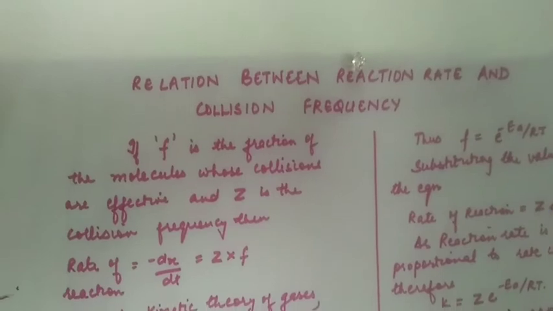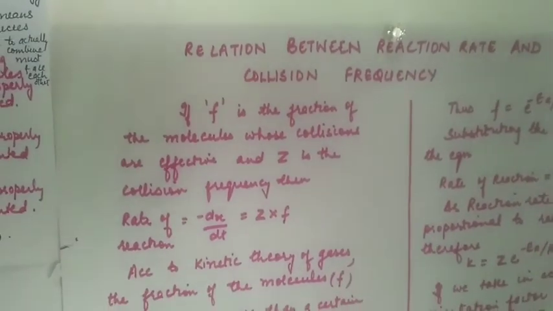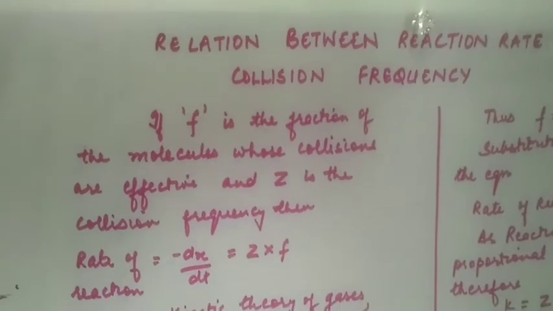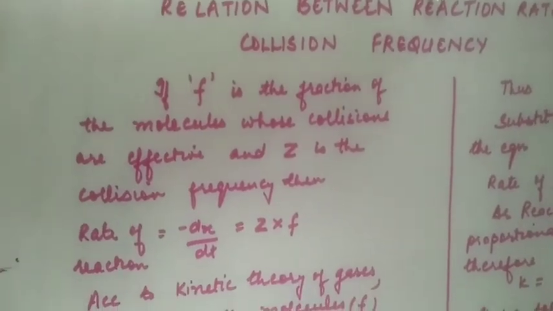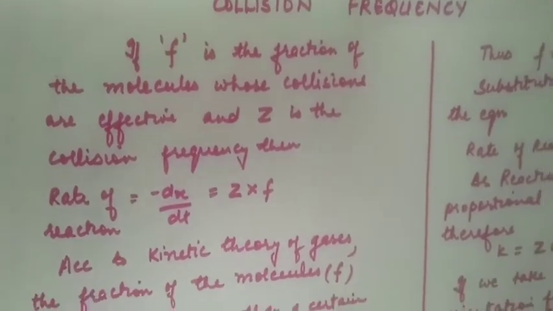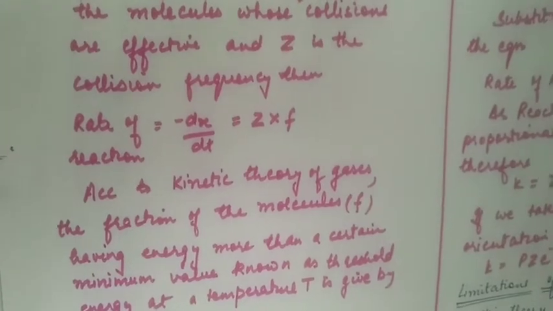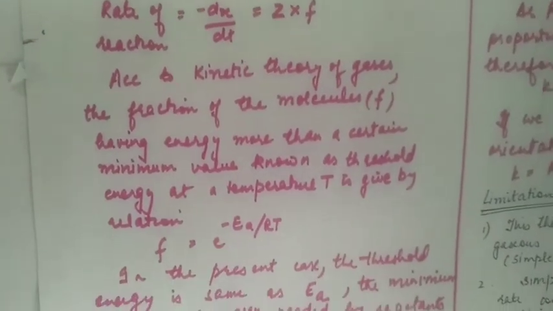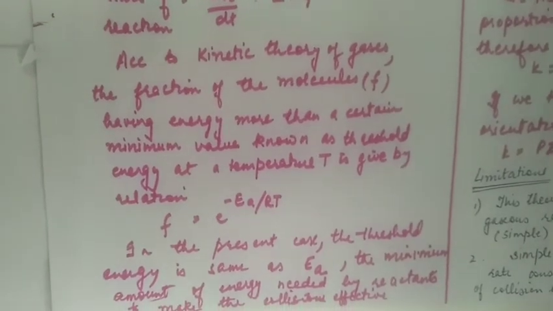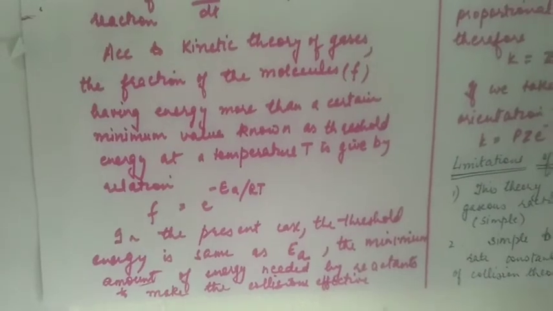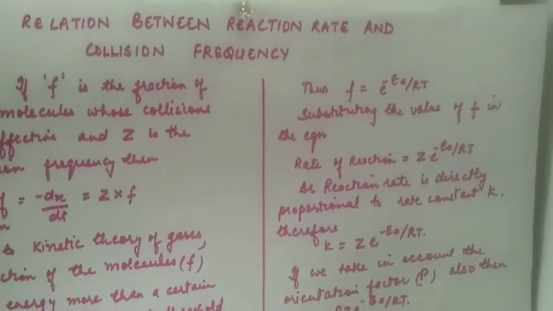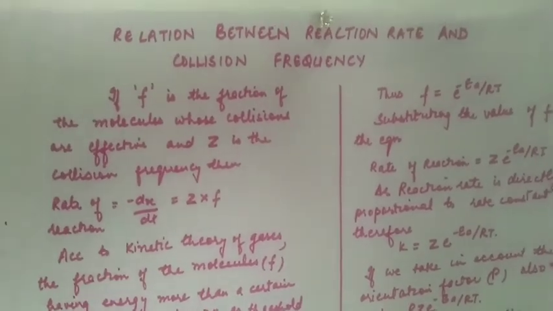Now, a relation between reaction rate and collision frequency. According to collision theory, we can also arrive at a mathematical formula for this. If F is the fraction of molecules whose collisions are effective and Z is the collision frequency, then the rate of reaction, minus dx upon dt, is equal to Z into F. Now, according to kinetic theory of gases, the fraction of molecules having energy more than a certain minimum value, known as threshold energy, at a temperature T, is given by the relation F is equal to e raised to power minus Ea upon RT. In the present case, the threshold energy is the same as activation energy, so we can write F is equal to e raised to power minus Ea upon RT for the collision theory equation also.